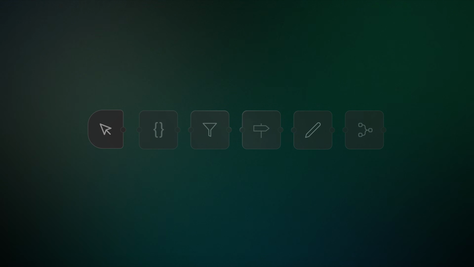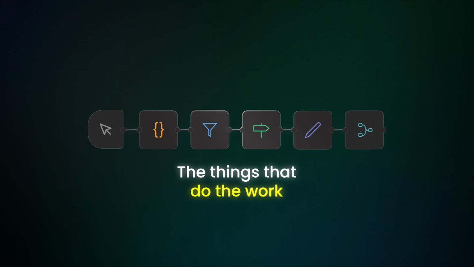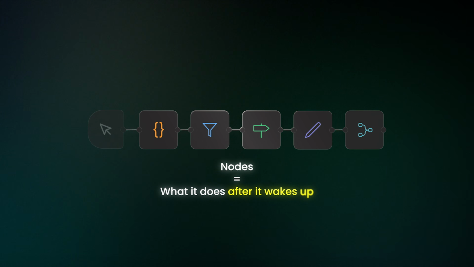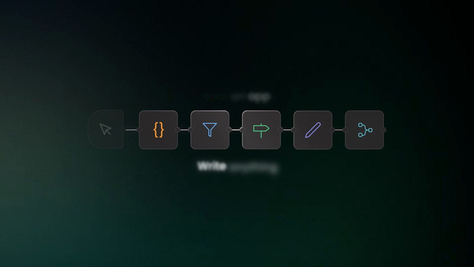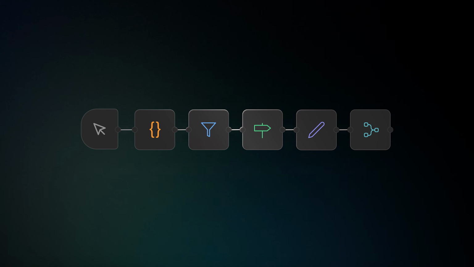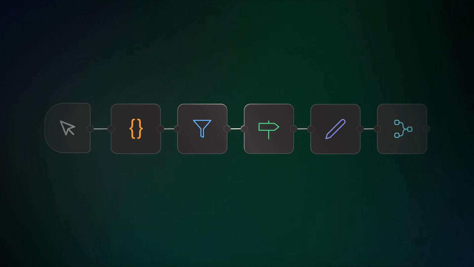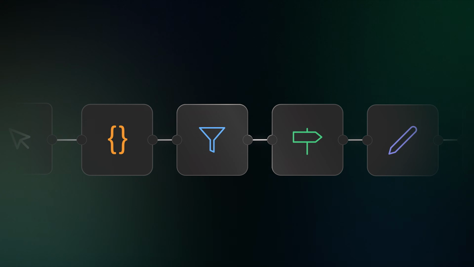Once the trigger fires, the workflow moves into nodes. Nodes are the actual steps, the things that do the work. If the trigger is the moment the workflow wakes up, nodes are what it does after it wakes up. A node might send a message, create a record, fetch information from an app, or write something somewhere else. At this stage, you don't need to memorize what every node does. The only thing you need to understand is that N8N is built out of these small steps on purpose. Each node represents one clear action, and you connect them together to create the full process you want.